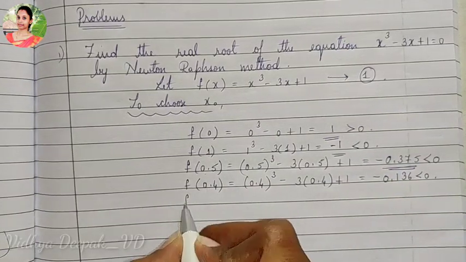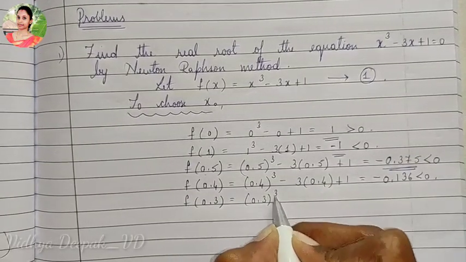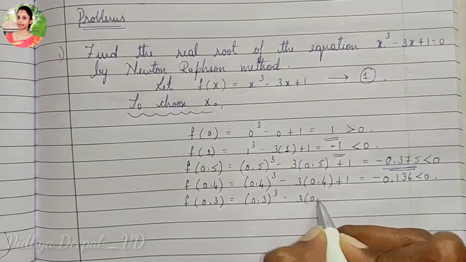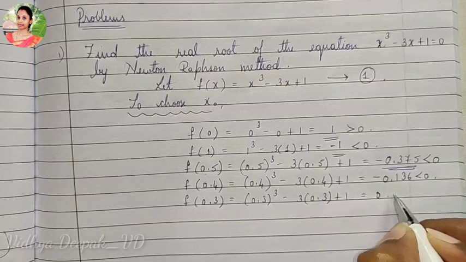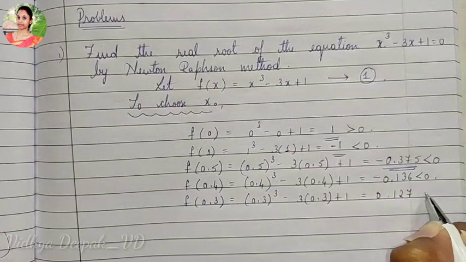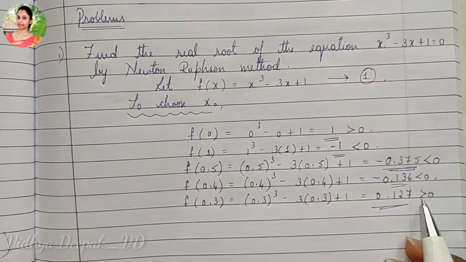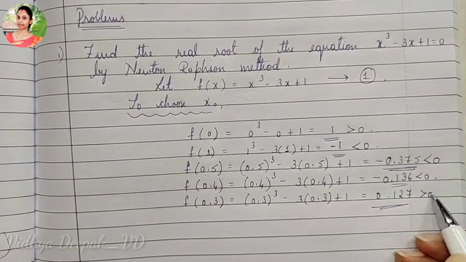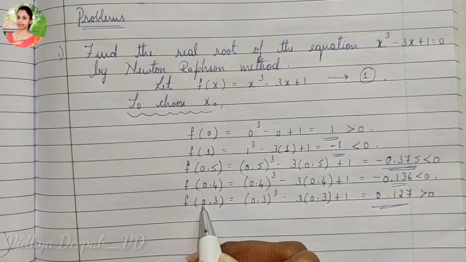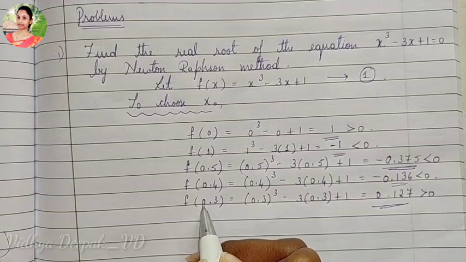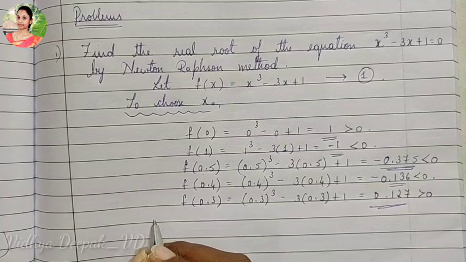Going a little more closer to the root, we will check for 0.3. That is 0.3 the whole cube minus 3 into 0.3 plus 1. That gives you 0.127, which is greater than 0. That means the root lies between the previous negative f of x, right? This is positive. The previous negative is this. That means the root lies between 0.4 and 0.3. So I can consider the x naught here to be either 0.4 or 0.3, but I'll take 0.3.